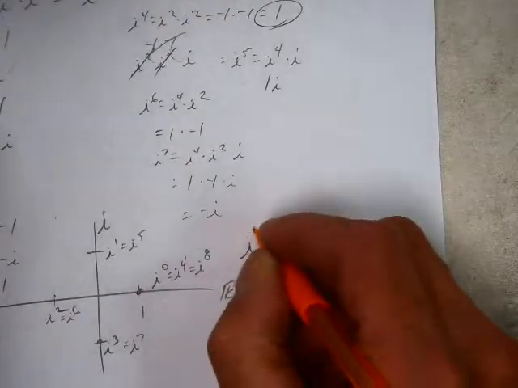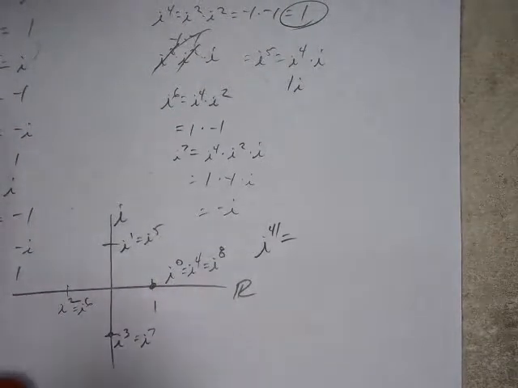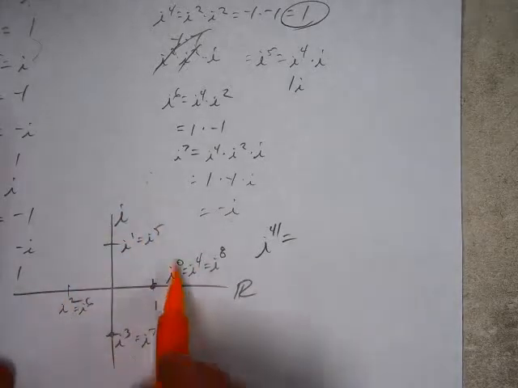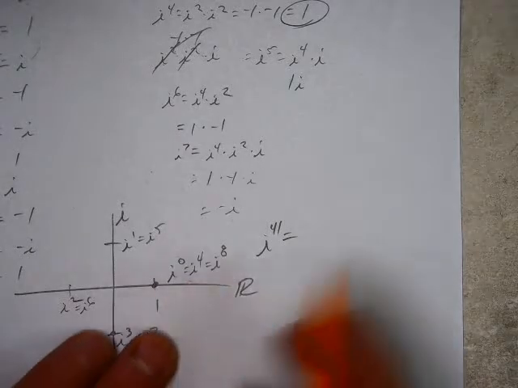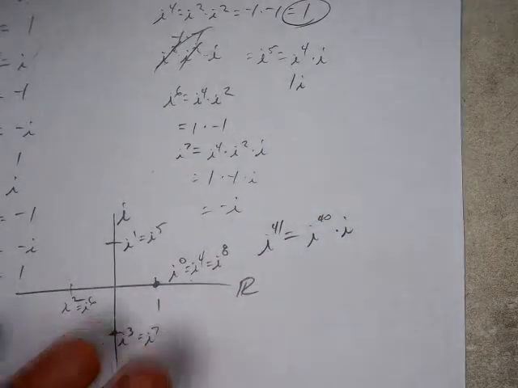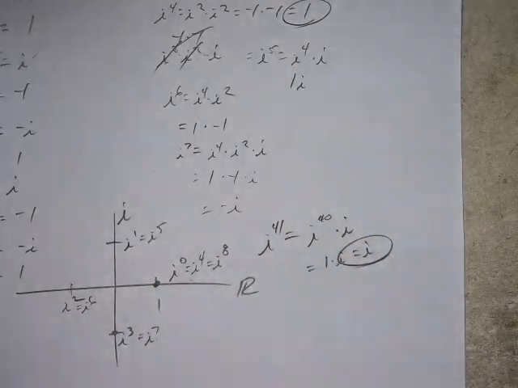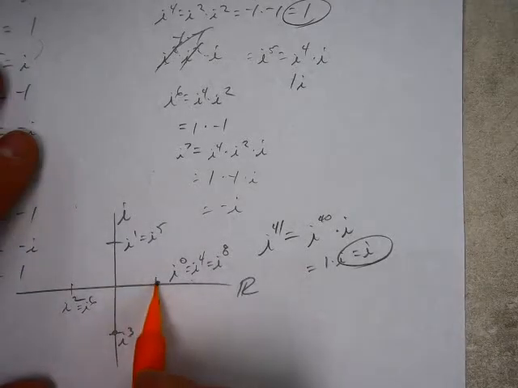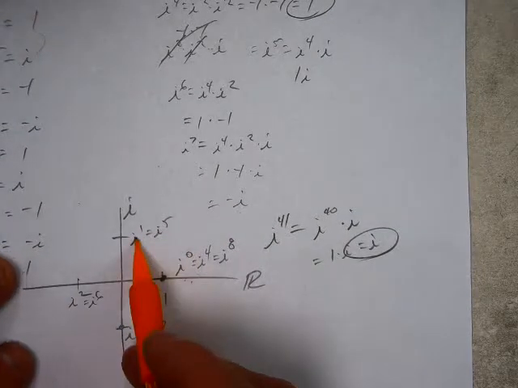Okay? So now, what I would like you to be able to do is if I said i to the 41st, we need to figure out what i to the 41st is. So now you'll notice that i to the 0, 4, 8, 12, so every 4 rotations, 40, and i, right? What's i to the 40th? 1. So it's 1 times i, which is just i. So any multiple of 4, i to the multiple of 4 stops here.